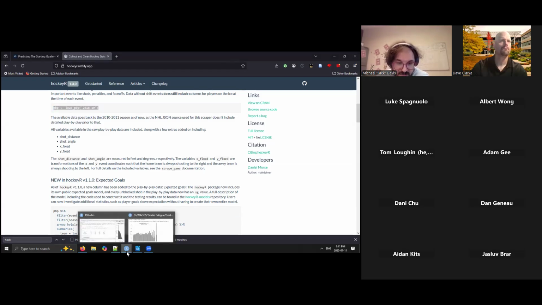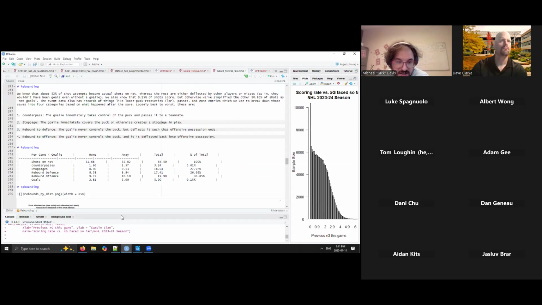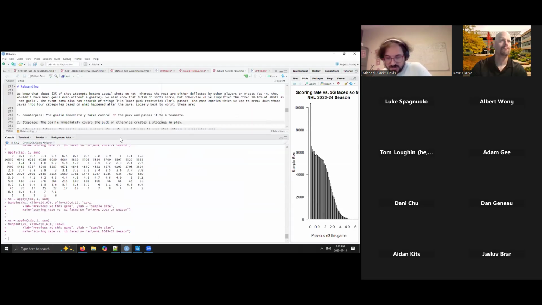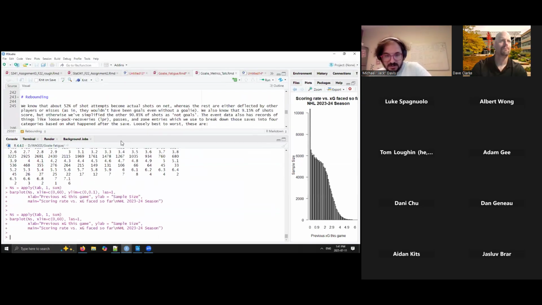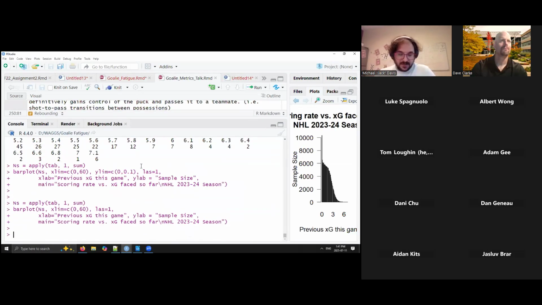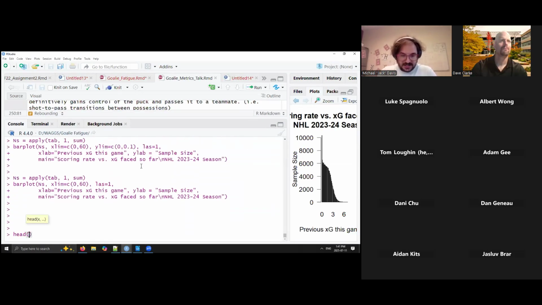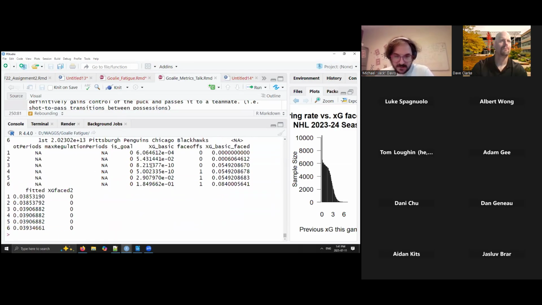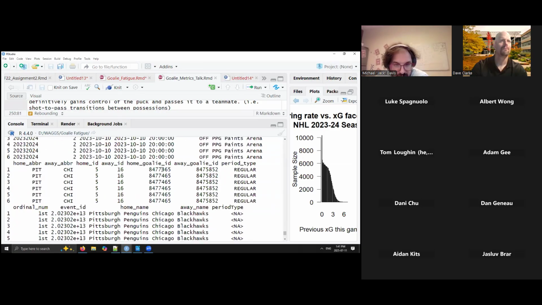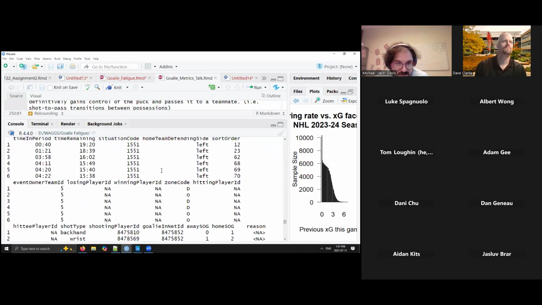I think I have it available right here. So I can show you if I just make that larger. If I go head, let's go data frame all goalies, because that's what I'm using right now. This is what's available.